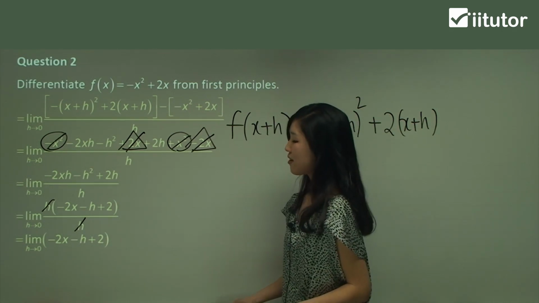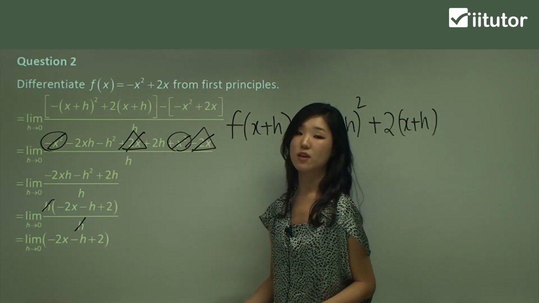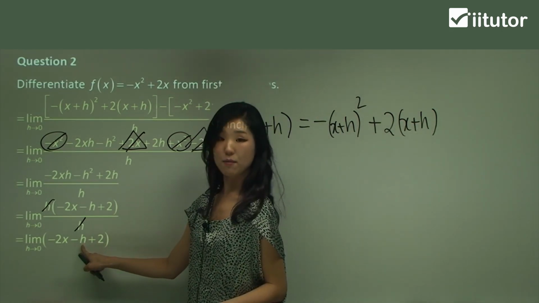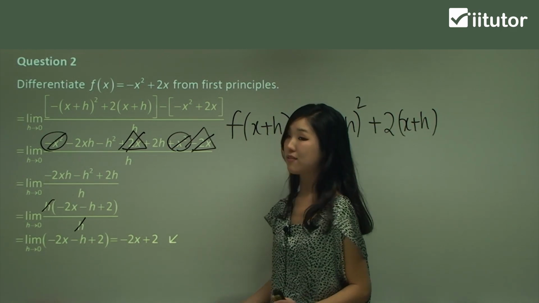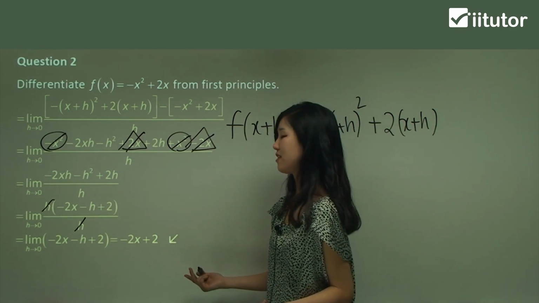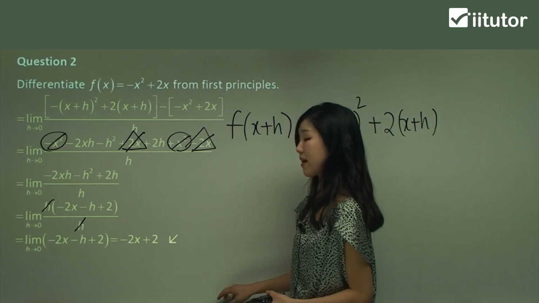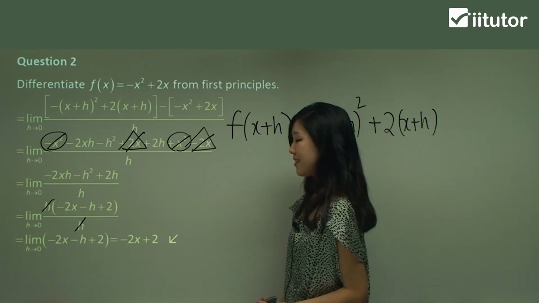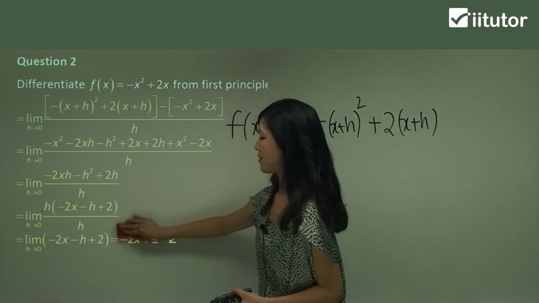Okay, so now we can't simplify any further. So what I'm going to do is sub in my value of h, which is 0. Okay, I'm going to put 0 in for h. So we're just going to have negative 2x plus 2 left, because h is just 0, it just disappears. So our final answer is negative 2x plus 2. Okay, and that's it. That's our derivative using first principles. So I hope that makes sense as well.